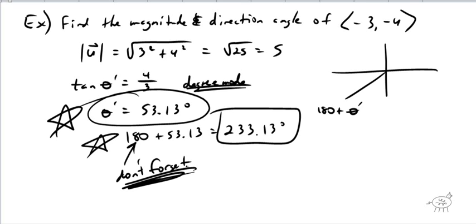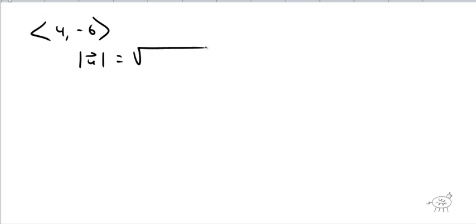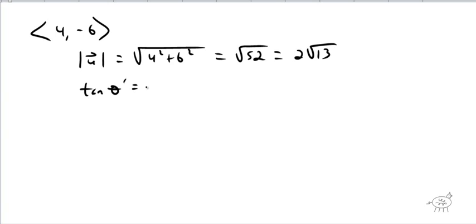Okay? All right, let's try another one here. Same directions, and it's 4, negative 6. So again, find your magnitude. Magnitude of u is the square root of 4 squared plus 6 squared. So basically 16 plus 36 is square root of 52. And if I'm asking for an exact answer, which a lot of times I am, then it's going to be 2 root 13, right? 4 times 13 is 52, so 2 root 13. And then we do tangent of theta prime is y over x, so 6 over 4, again using positive values. We do inverse tangent, and we get 56.31 degrees. It's a reference angle.